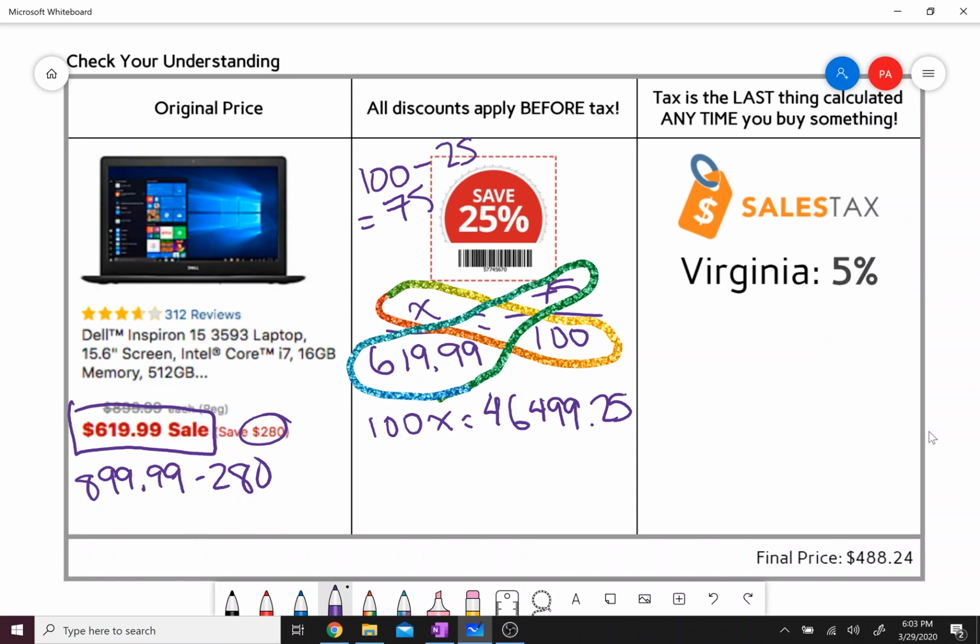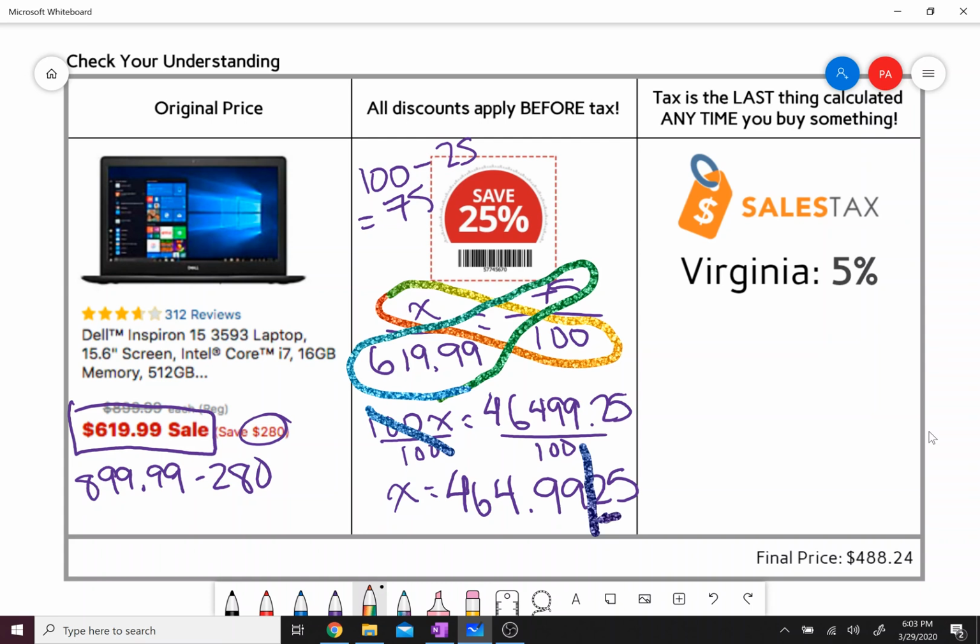X is being multiplied by 100, so we're going to divide both sides by 100. On the left-hand side, that leaves us with just X. And on the right-hand side, that leaves us with 464 and then the decimal 0.9925. Since we're dealing with money, we know we want to round to 2 decimal places.